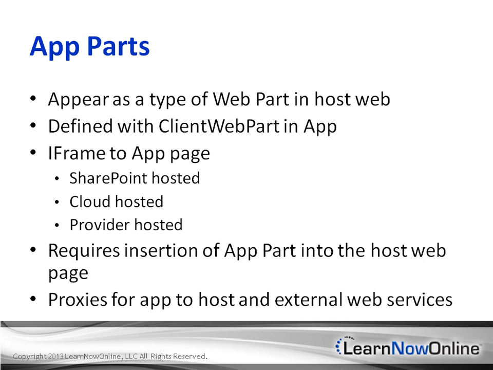Now, in order for the app part to be able to safely communicate with the host web and external web services, because there's an iframe there, the application model contains proxies that will allow you to talk to the host and also to talk to external web services that you declare ahead of time that your app part is going to need to be able to consume to keep everything nice and secure. All right, so let's jump over to the sales list app, and I will show you an app part in action.